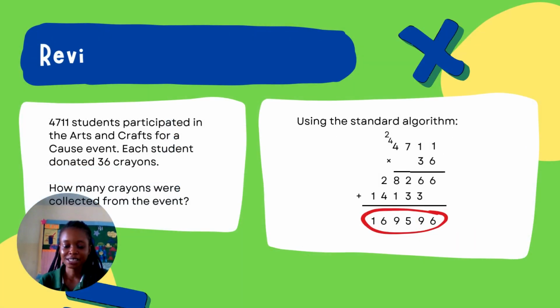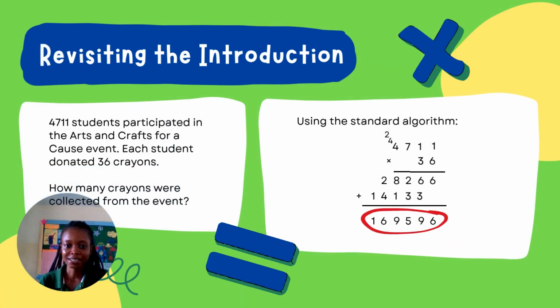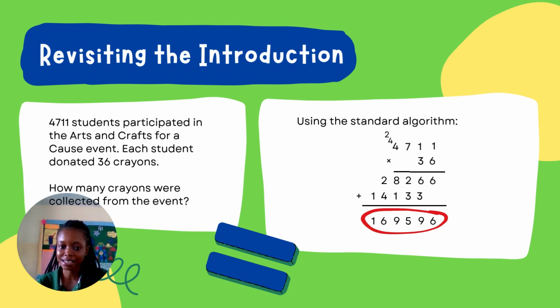So revisiting our introduction question, we can now say 4,711 times 36. 6 times 1 is 6. 6 times 1 is 6. 6 times 7 is 42, put 2, you carry your 4. 6 times 4 is 24, 24 plus 4 gives us 28. Then we use 3. 3 times 1 gives us 3. You don't put it under the 6, you move it a bit to the left. Then 3 times 1 is 3, 3 times 7 is 21, put 1, carry 2, 3 times 4 is 12 plus 2 is 14. Then you add up everything together, which will give you 169,596. You can see how easy it is.